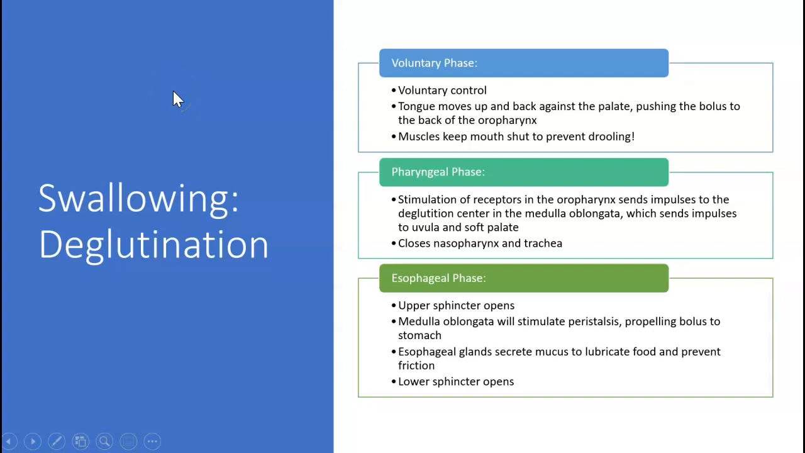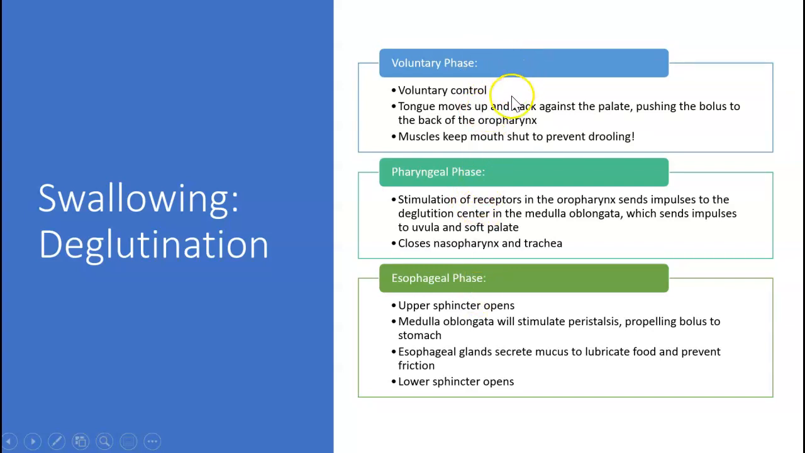Now, swallowing. We look at the process of swallowing, which is the movement of food from the mouth to the stomach. The entire process takes about 5 to 10 seconds for solid or semi-solid food, and about 1 second for soft foods and liquids. It sounds super easy, right? We just swallow, but it's actually a little more complex than that. There are 3 phases to swallowing: the voluntary phase, the pharyngeal phase, and the esophageal phase.